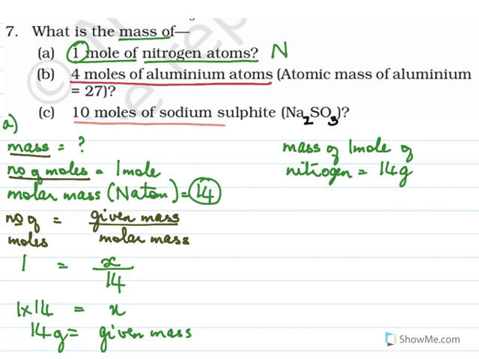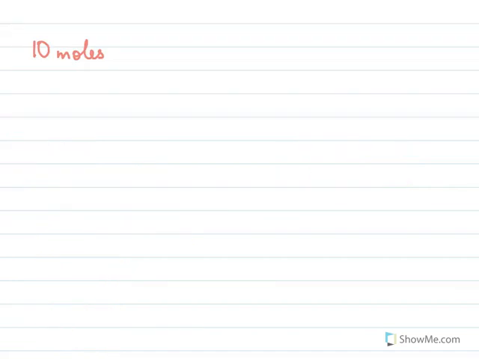Next, we have to find the mass of 10 moles of sodium sulfide, Na2SO3, 10 moles of sodium sulfide. So we are finding mass of 10 moles of sodium sulfide, Na2SO3. So number of moles is 10.